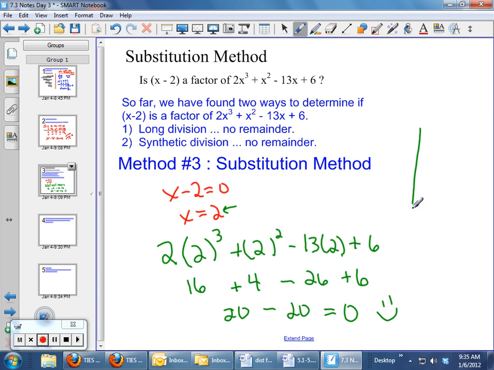So this graph, I don't really know what it's going to look like, but I know at 2 it's going to cross the x-axis somehow, which is kind of cool. So I don't know, it might look like that. Alright, so that's the substitution method.